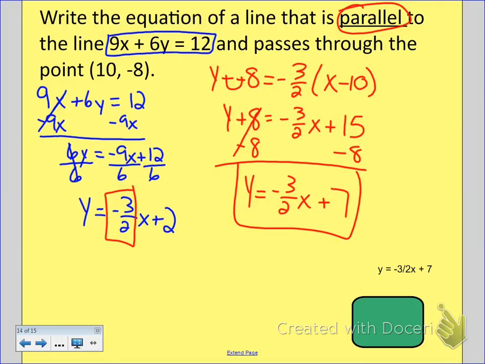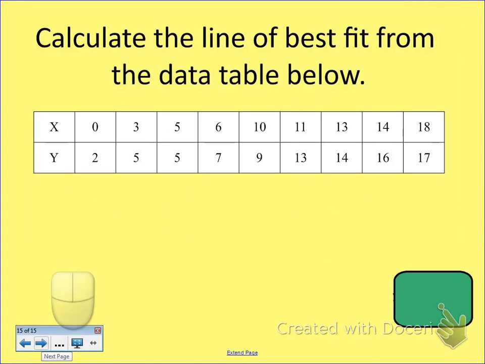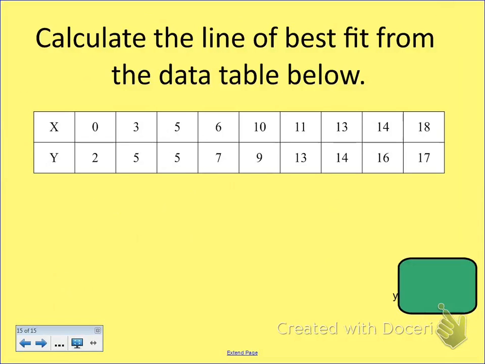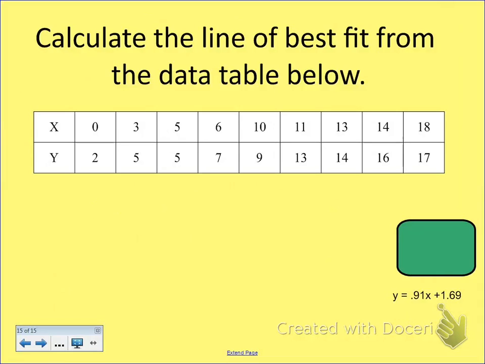And then for the last problem, you're going to need your graphing calculator out. We're going to have you calculate the line of best fit from the data table below. So I'm going to walk you through the steps in order to get this on your calculator. If you think you already know the steps and remember them, then this should be your answer: y equals 0.91x plus 1.69.